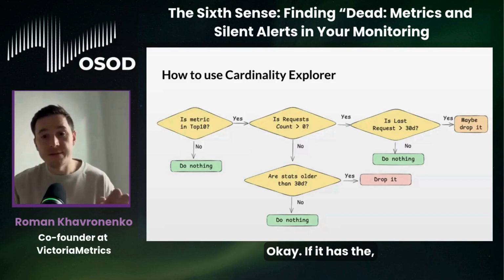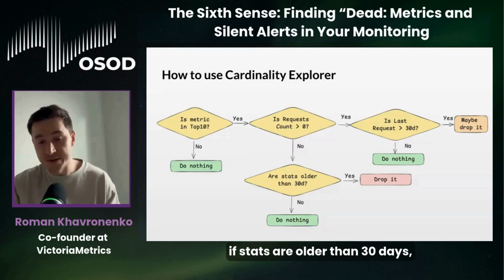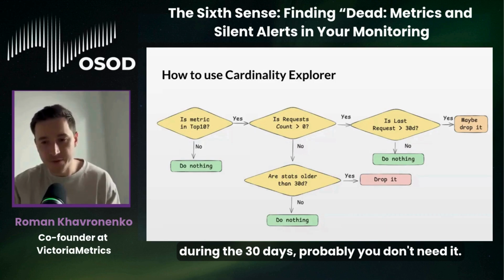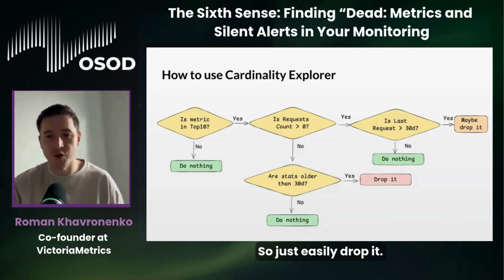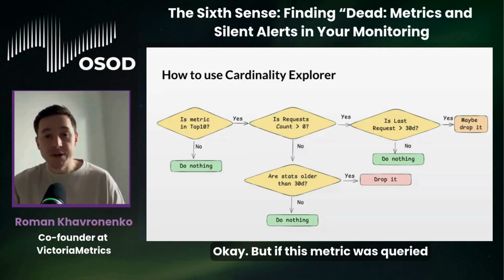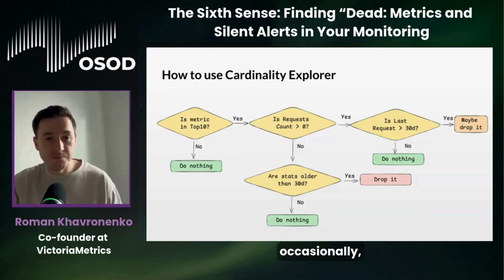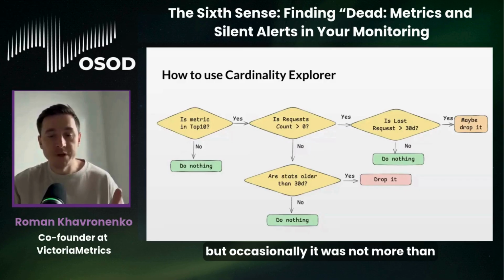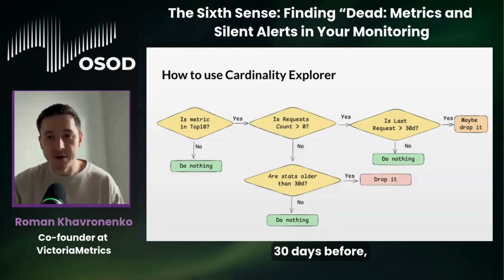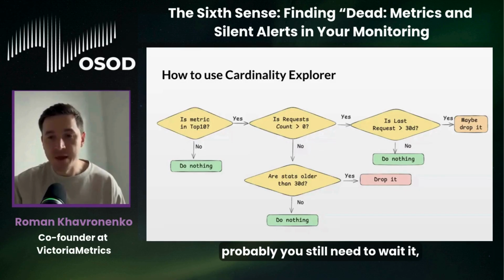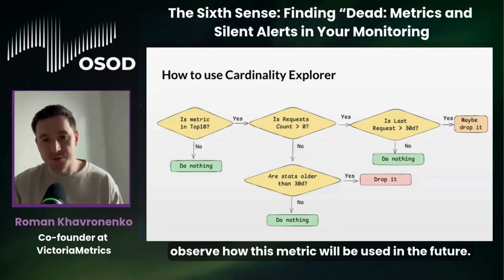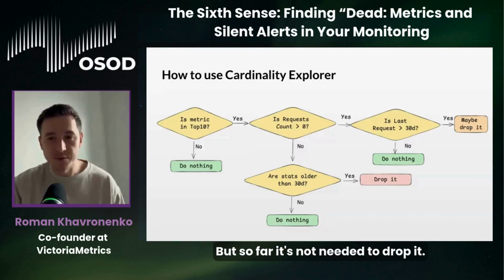Okay, if stats are older than 30 days, and this metric was never queried during those 30 days, probably you don't need it, so just easily drop it. But if this metric was queried occasionally, and not more than 30 days ago, probably you still need to wait and observe how this metric will be used in the future. So far it's not needed to drop it.